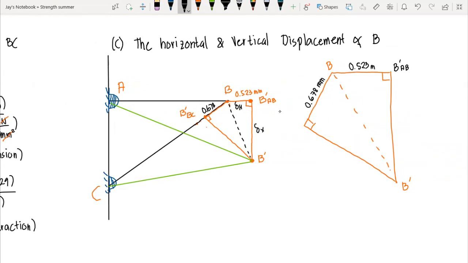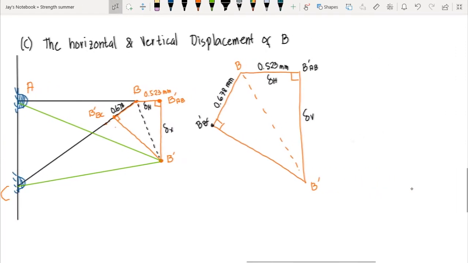Okay, this is in millimeter. This is the new position relative to BC. But the final position of B is this one. So our goal here is to determine this vertical component and this horizontal component of the displacement. Now let's start with the horizontal component.